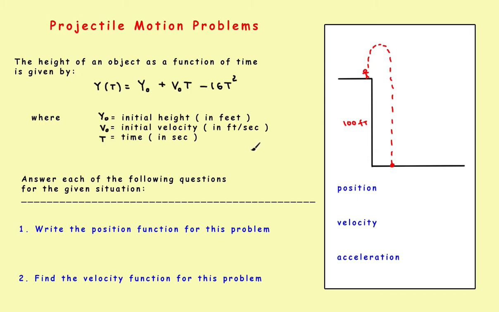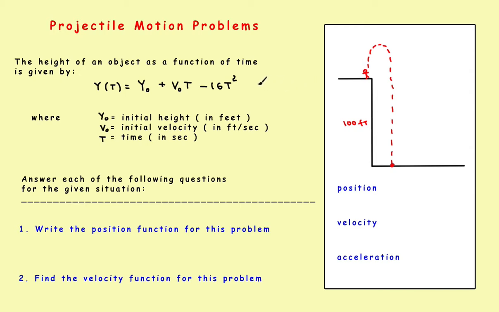Okay, in this video, this will be the first of several examples on projectile motion problems. Projectile motion is when you take an object and you throw it or kick it or shoot it out of a cannon, you propel it somehow, and it's only acted on by gravity. Then you have a projectile motion problem, or what some books call a free body motion problem.